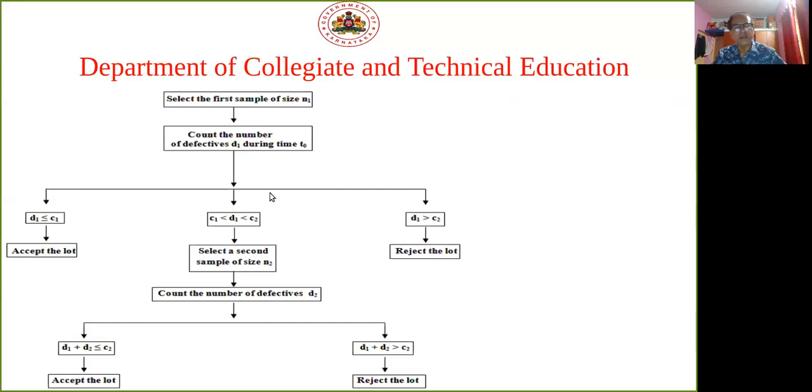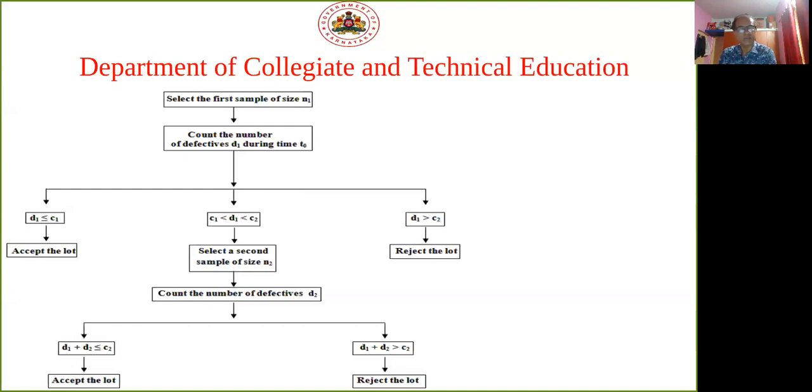The third option is if D1 is greater than C1 but less than C2. So you need to compare D1 with these three options. If D1 is less than C1, accept the lot. If D1 is greater than C2, reject the lot. If D1 is greater than C1 but less than C2, then only you have to go for the second sample.